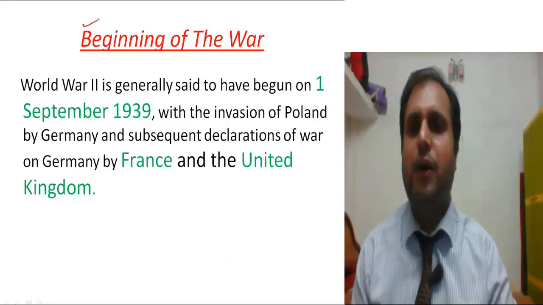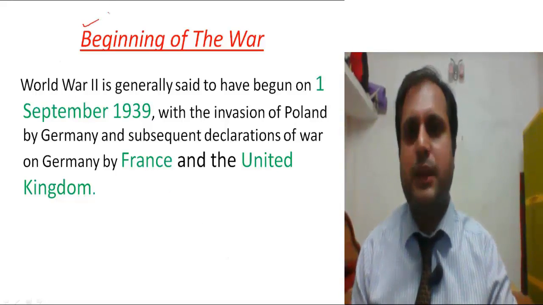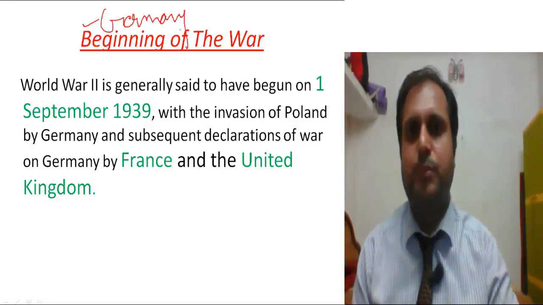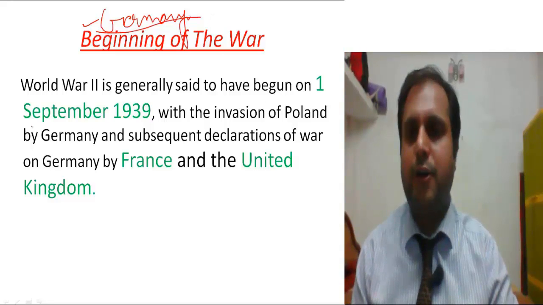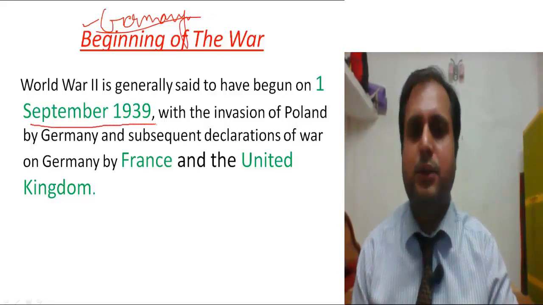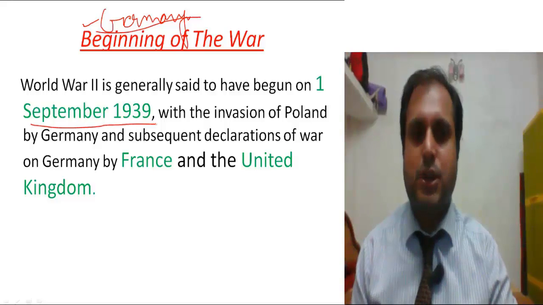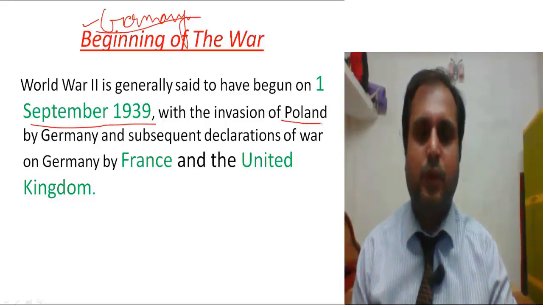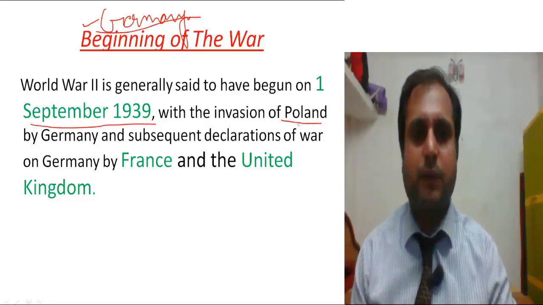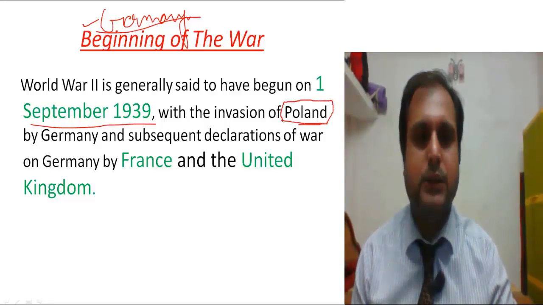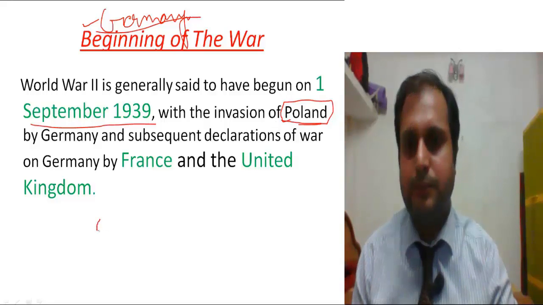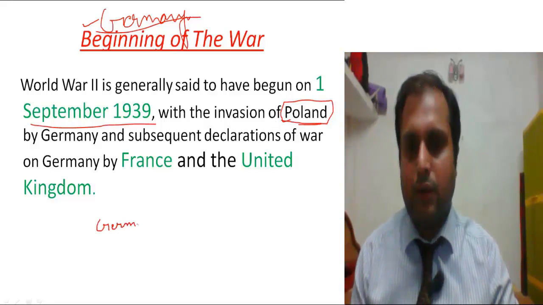If we talk about the beginning of the war, Germany is mainly held responsible for the outbreak of the Second World War under Adolf Hitler. On 1st September 1939, Germany attacked Poland. Now, why did Germany attack Poland? Poland is mainly a buffer state between Germany and Russia.